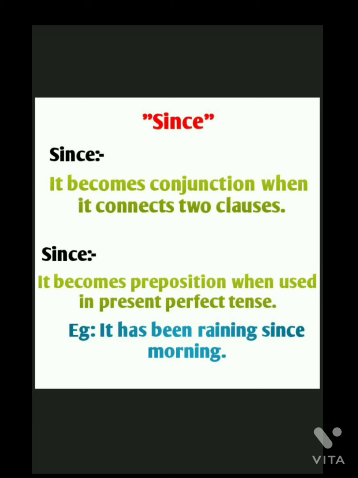Here you can see the example. It has been raining since morning. Okay, here we are not connecting any two clauses and in this present perfect tense, in this particular example, since is a preposition, not conjunction.